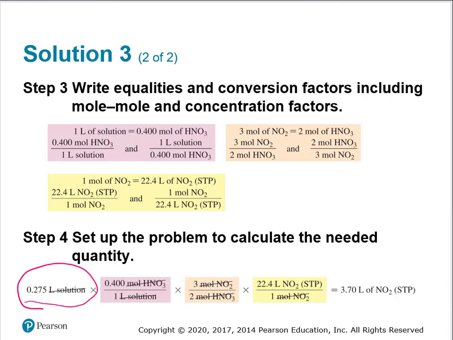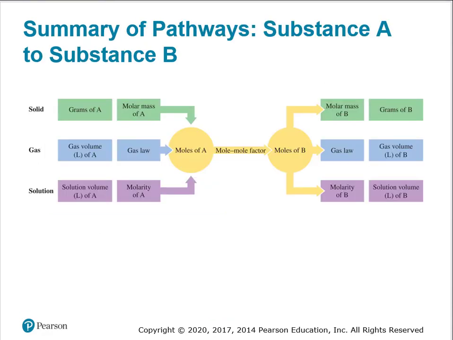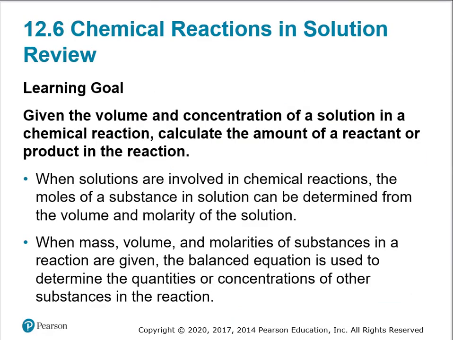I went from liters of solution to moles of solution. Liters and liters canceled out to moles of the HNO3. And then I went moles of HNO3 to moles of NO2. And for every 1 mole of any gas at STP, there's 22.4 liters. If I cancel everything out diagonally, that leaves me with liters of NO2. Take a look at the summary of pathways. It's also in your notes, as well as the review looking at the learning goals from this section.